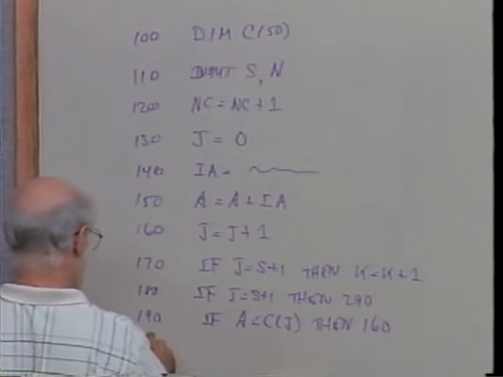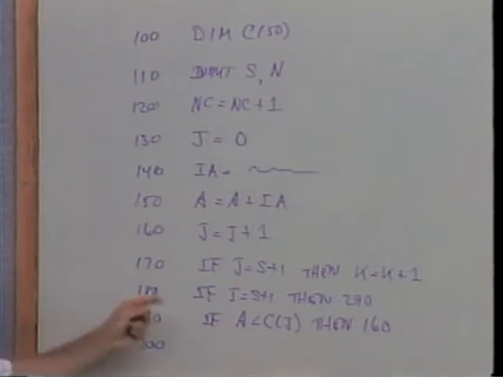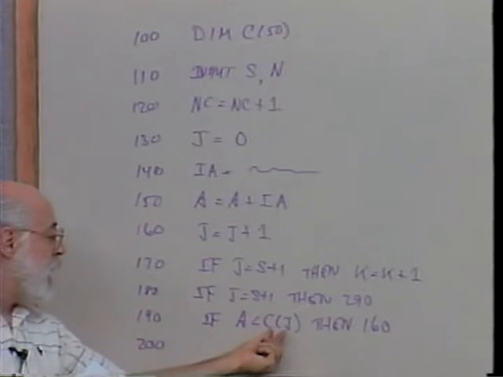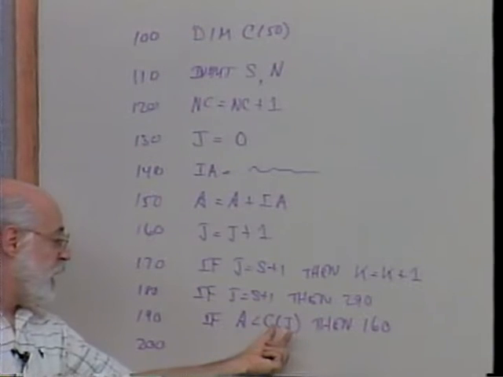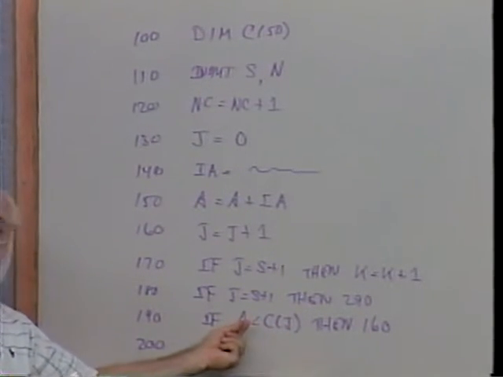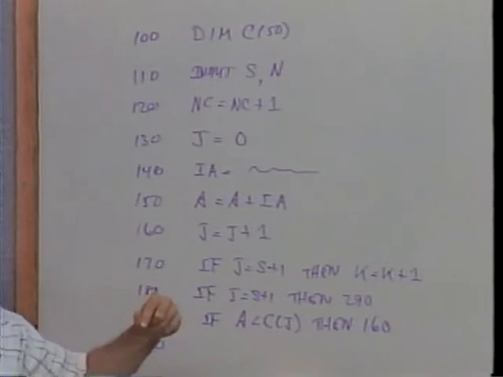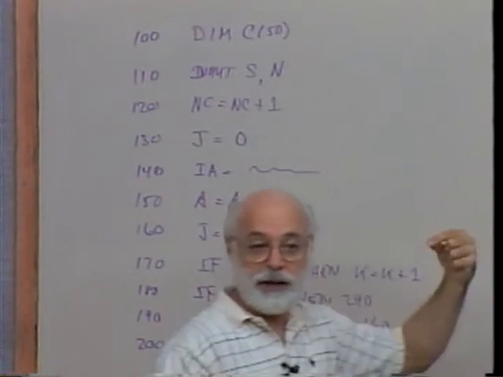Okay, so statement number 200. At this point, if we get to 200, what we know is that the time at which trunk number J is next available for service is prior to the arrival time, and therefore the call is going to be carried on trunk number J. So now I know the call is going to be carried, so I can select the service time to see how long that call is going to last.